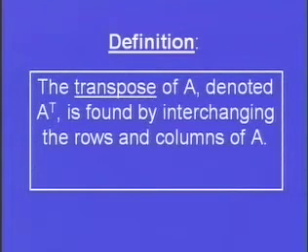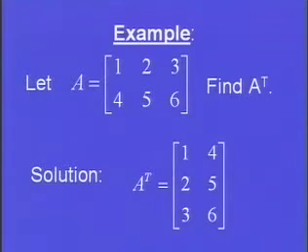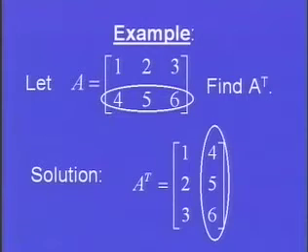Next, let's look at an example. Suppose A is the matrix 1, 2, 3 in the first row, 4, 5, 6 in the second row. Find A transpose. Well, like we said, we're going to interchange the rows and the columns. So A transpose has a first row of 1, 4, a second row of 2, 5, and a third row of 3, 6. As you see, the first row of A becomes the first column of A transpose. The second row of A becomes the second column of A transpose. So not so bad so far, right?